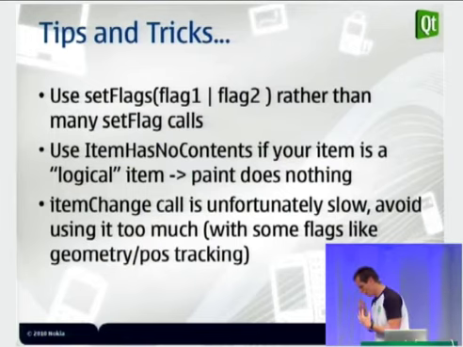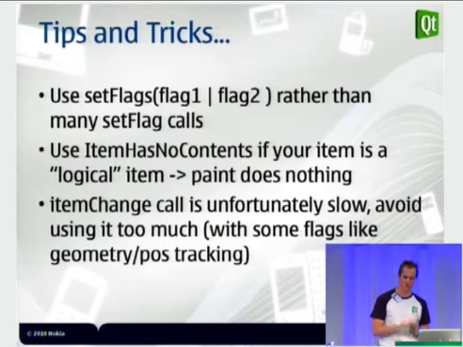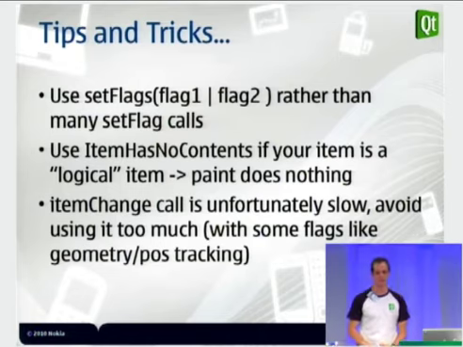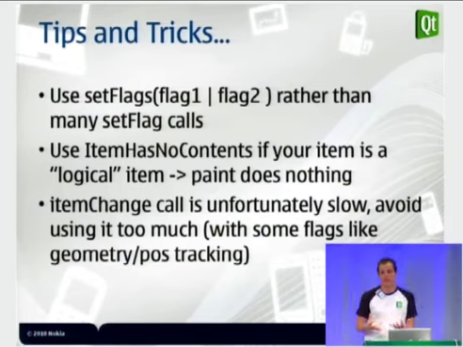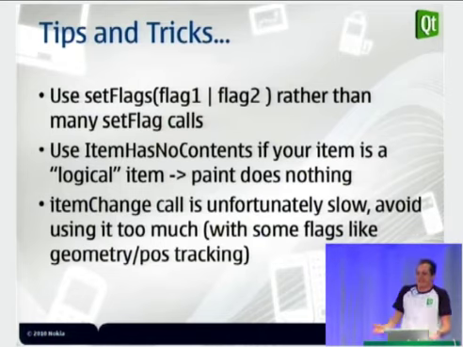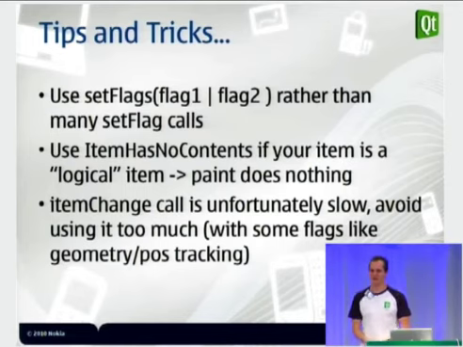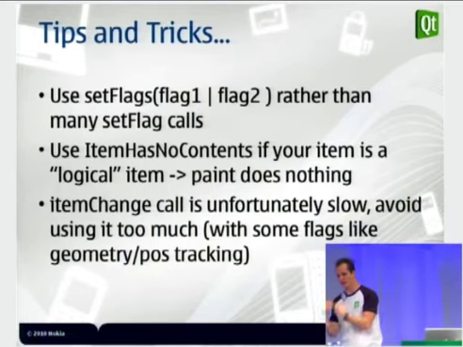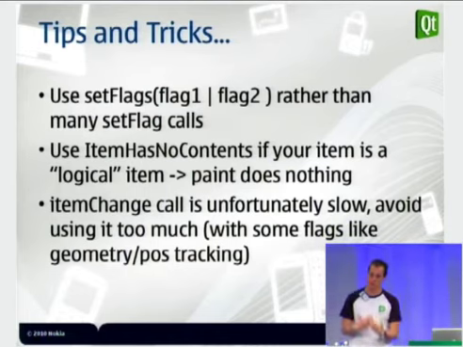QVariant is not fast. And we tried everything. There is nothing we can do in Qt 4 to make it faster. So if we want to make it faster, then we have to break the binary compatibility, at least. So there's nothing I can change in Qt 4 anyway, so try to avoid calling it too much. That's why, for instance, I recommend set flags, because then you don't need to call it two times, right? You call it one time only.